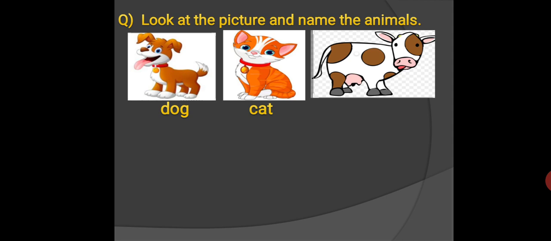It's a cow that gives us milk. It can be a buffalo. It can be a goat.